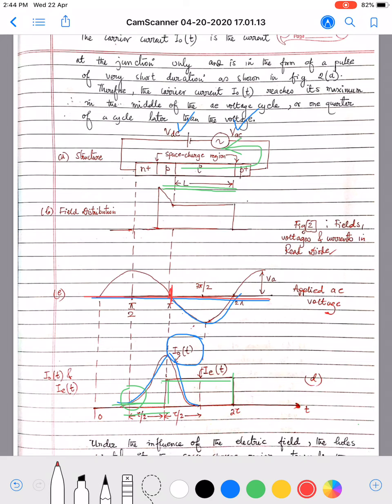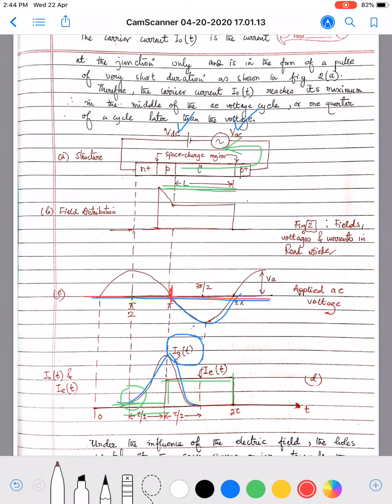Now this particular time lag is due to the current pulse traveling the distance tau by 2. So this pulse will travel in the external circuit and reach the negative electrode, which will give rise to a negative current in the external circuit. Now let us see what is written over here. The carrier current I0t is the current at the junction only and is in the form of a pulse of very short duration, as shown in figure 2d. See, this carrier pulse is I0t.